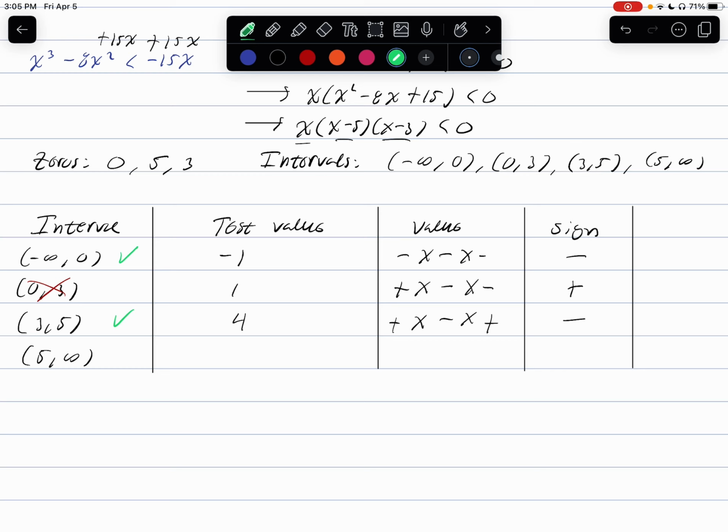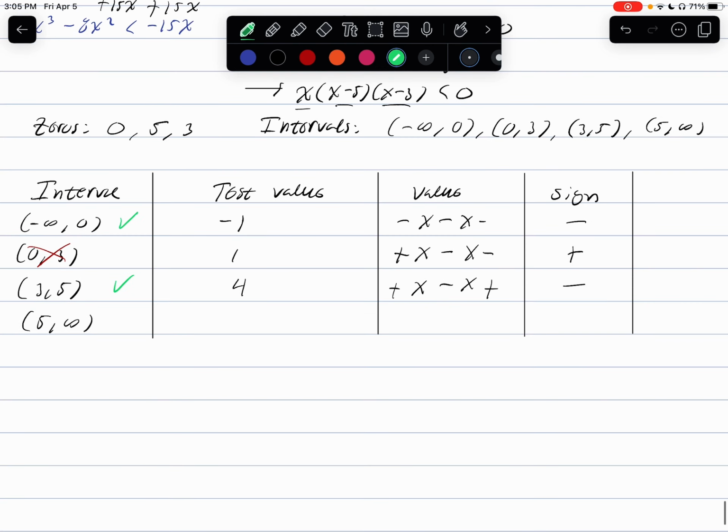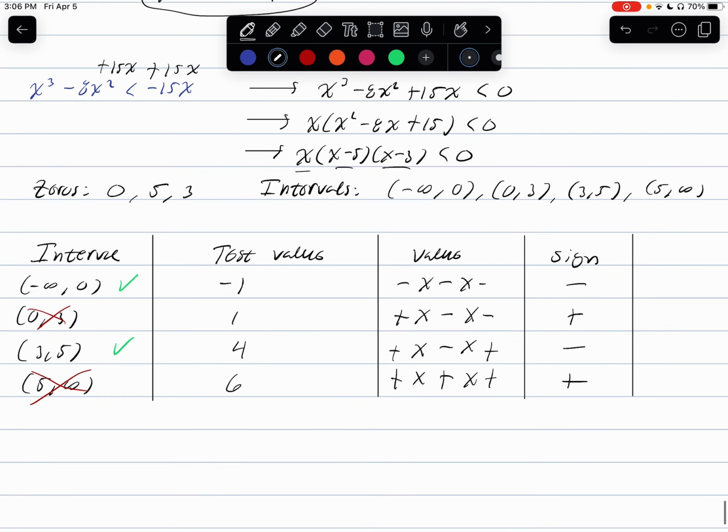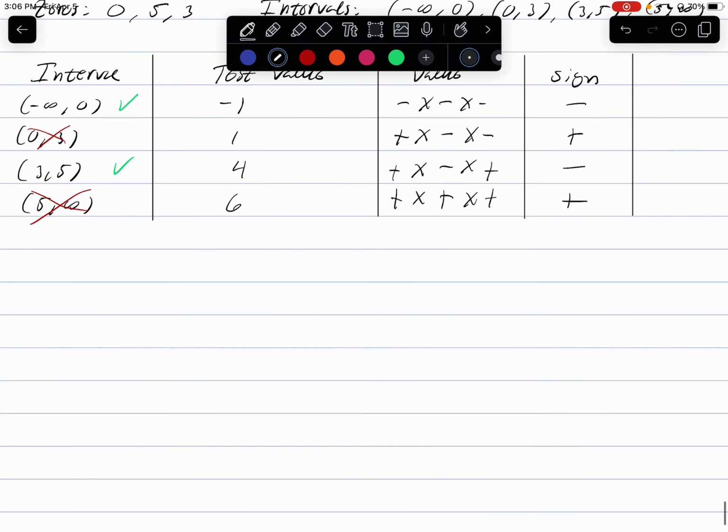And then if we choose the interval from 5 to infinity, we can choose the value 6. So we'll have 6, which is positive, times 6 minus 5, which is positive, times 6 minus 3, which is positive, and therefore we're going to be positive. And that means 5 to infinity is not part of our solution. And so therefore, since it's strictly less than 0, we're going to have the open intervals from negative infinity to 0, union with the interval from 3 to 5 as our actual solution here.